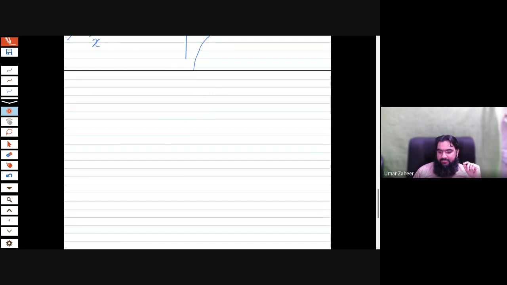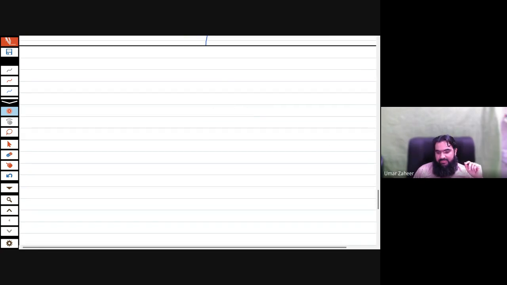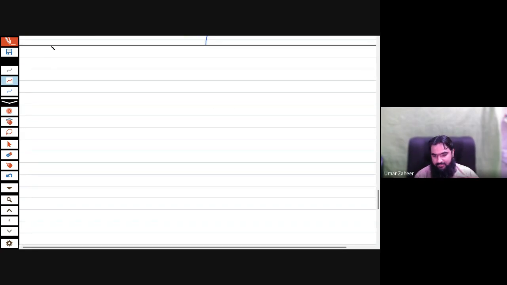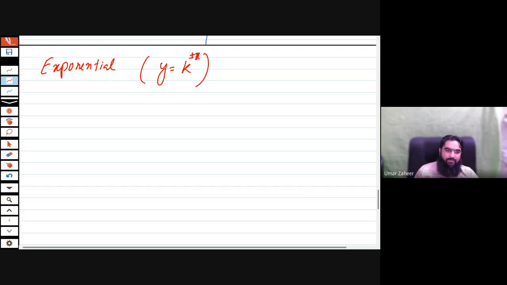Now the last type of graph that can come in rough sketching is exponential. Exponential means you have y is equal to some constant, and the variable is in the power. The variable is in the power of any constant. Such a type of graph is known as an exponential graph.